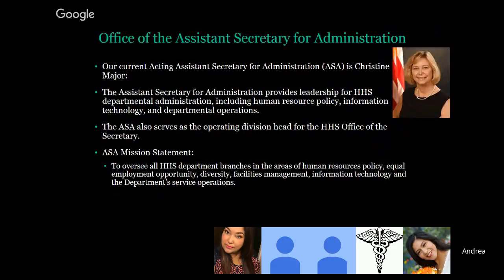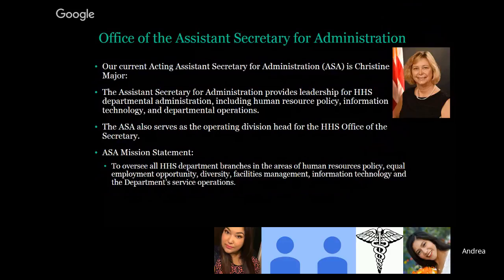So I'm introducing the people who currently hold offices in these specific positions. With our very first slide, you saw a long chart, and I just chose a couple of these people to present. So, the Office of the Assistant Secretary for Administration. Our current Assistant Secretary for Administration is Christine Major. The Assistant Secretary for Administration provides leadership for HHS departmental administration, including human resource policy, information technology, and departmental operations.